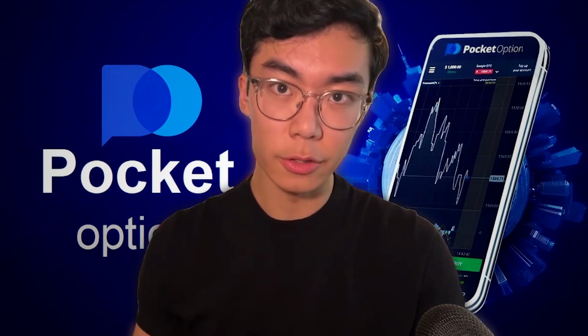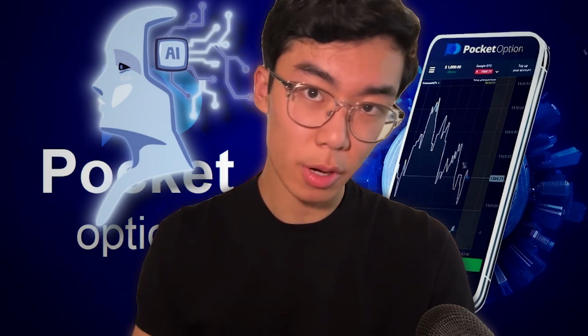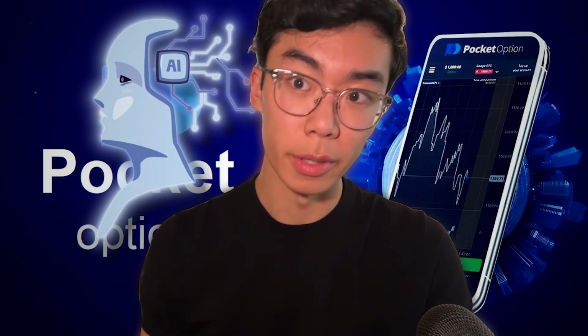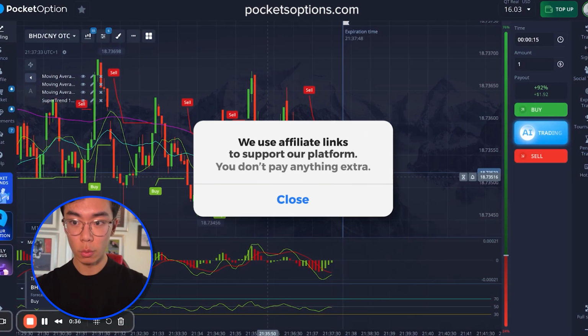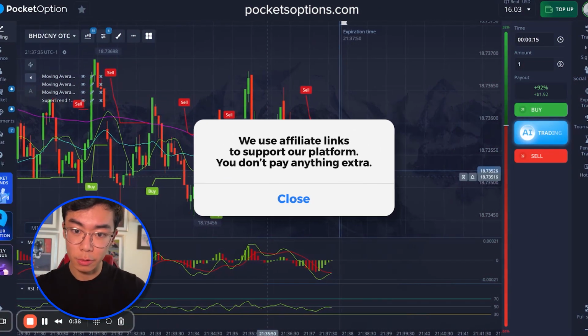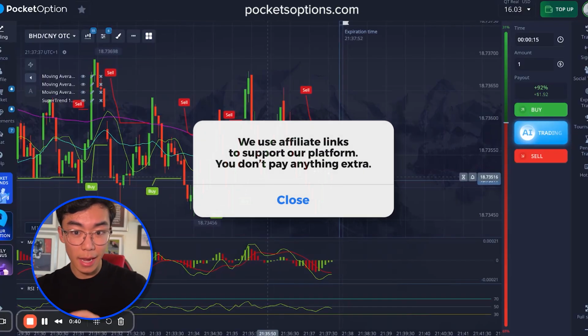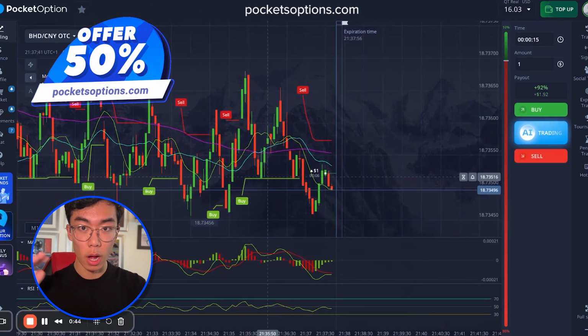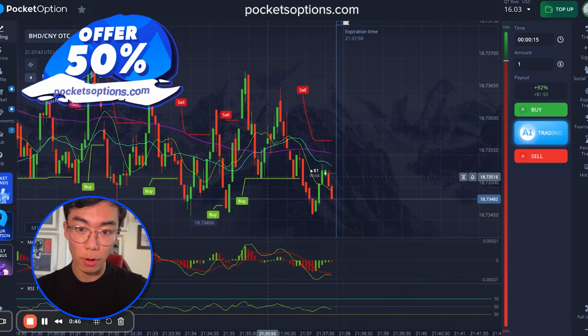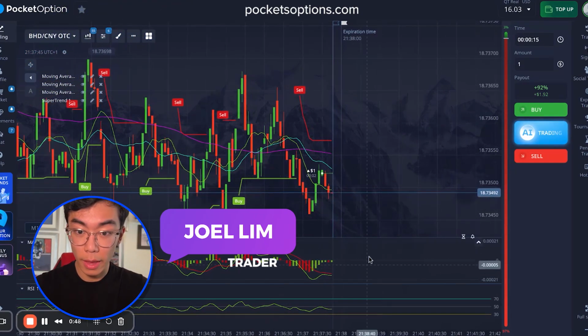I'm going to do some trades on Pocket Option's AI trading feature to see its profitability. So let's dive in with a few trades right here. All you have to do with the AI trading feature is just press AI trading, and the AI will determine if a certain asset will go up or down within a certain time frame. So here, I think this one will actually lose.